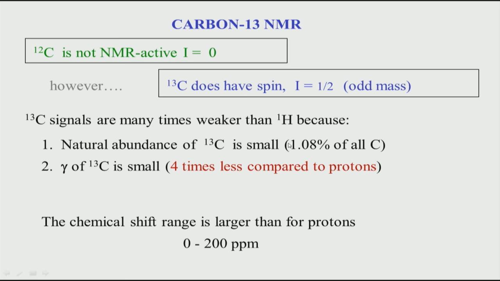That is one reason why the sensitivity of carbon is less, and the second reason is this gamma. If you remember, gamma helps us to figure out the population difference between the energy levels and the strength of the interaction of the magnetic field with the dipole. Therefore we know that if gamma is small, the sensitivity will be low because of this smaller population difference. In other words, the polarization of carbon is much less compared to protons, and that is basically 4 times less. So the carbon gamma value is 4 times less compared to hydrogen.